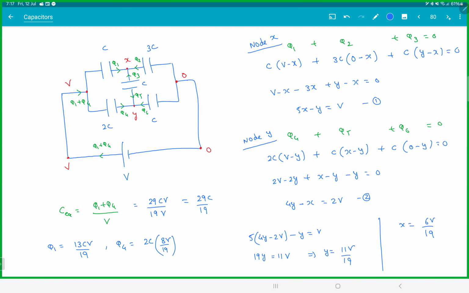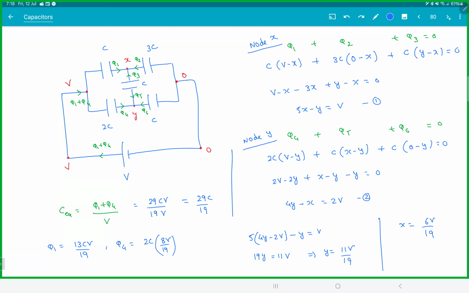You can take Q1, Q2 in any direction. See, what we are trying to write is simply that the charge in this node is 0. Either you take away or you take towards, it doesn't matter. But if you take it like this, then keep in mind the charge flow would be Q1 plus Q4 inside. So you'll get a minus sign.